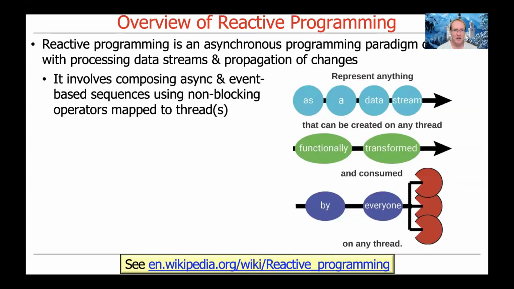And in the context of reactive streams that we'll be talking about here, basically the way it works is it composes together asynchronous and event-based sequences or observables or fluxes, as we'll see, using a whole range of non-blocking operators that can be mapped to various threads. And you'll see that one of the cool things about reactive streams programming frameworks like RxJava and Project Reactor is they give you very, very fine-grained control over where your computations actually run.